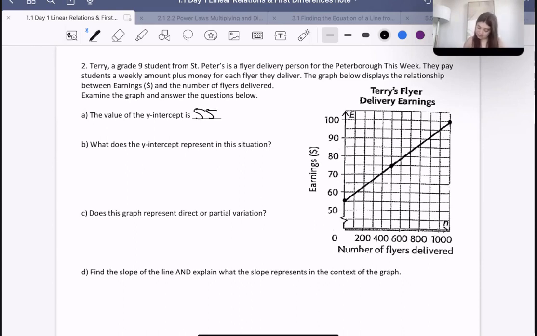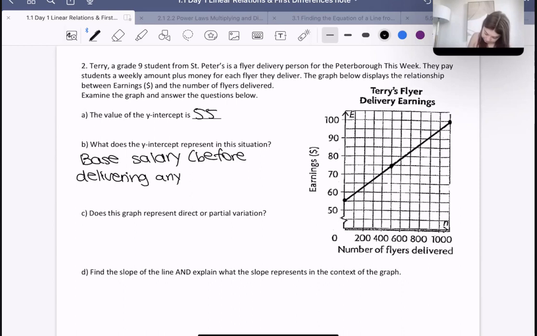And what does it represent in the situation? Basically, it represents her base salary. It would represent her base salary, right? Before delivering any newspaper, right? So they pay a weekly amount, which is $55 just automatically, just for having the job. Plus, they pay extra depending how many flyers that she delivers. So even if she delivers no flyers, she still makes $55.